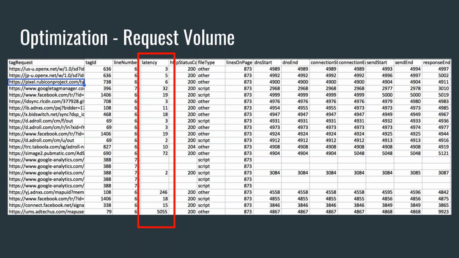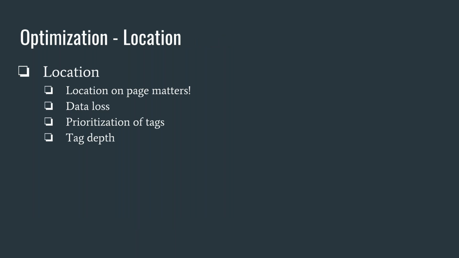Here we can see, again, from a Tag Inspector export, all the different requests sent by all the different tags on this specific URL. We can see the latency of each by factoring that together, total latency of all the different requests on a particular page. We can evaluate, again, is it even possible for me to meet my user expectation of performance of this web page? And also, which leads into our next point, location.